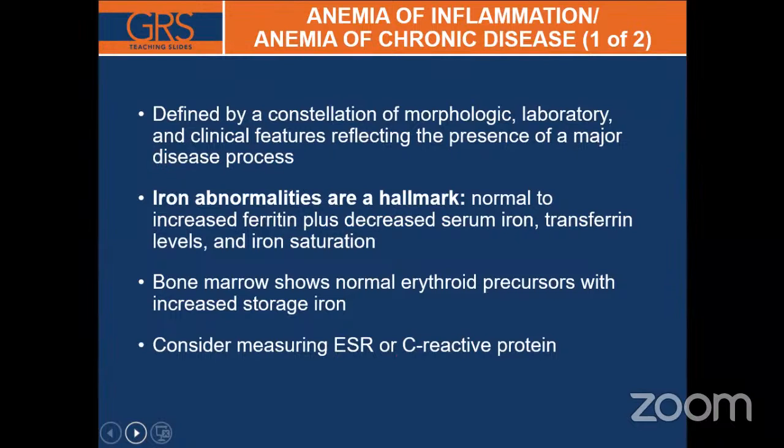So the hallmark of anemia of chronic disease is normal to increased ferritin, plus a decreased serum iron, as we said, due to sequestration, and the transferrin level and iron saturation will also be decreased. In regard to the bone marrow, it is functioning well. That's why we will find normal erythrocyte precursors with an increased storage of iron, because the iron is trapped within the ferritin. Always we should consider measuring the ESR and CRP, which are markers of inflammation. Next slide, please.